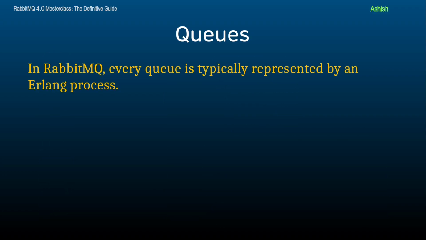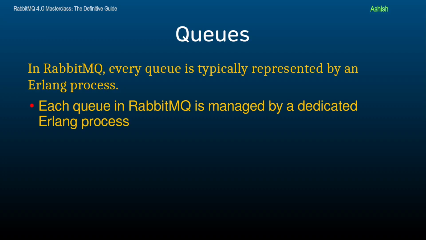In RabbitMQ, every queue is typically represented by an Erlang process. Each queue in RabbitMQ is managed by a dedicated Erlang process. This process is responsible for handling all the operations related to that queue, including storing messages, managing message delivery to consumers, and handling acknowledgements. Since Erlang processes are lightweight and run concurrently, RabbitMQ can efficiently manage many queues, each with its own process.